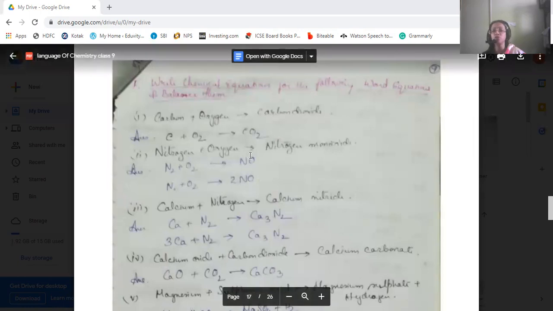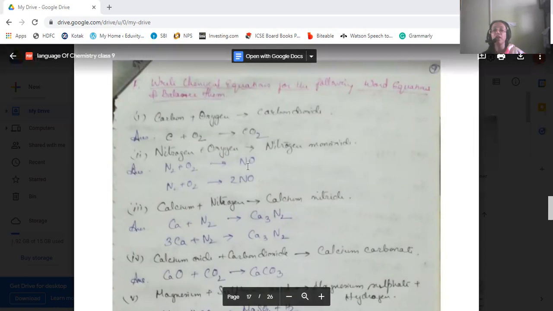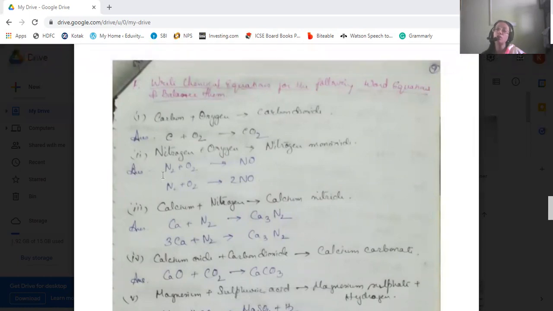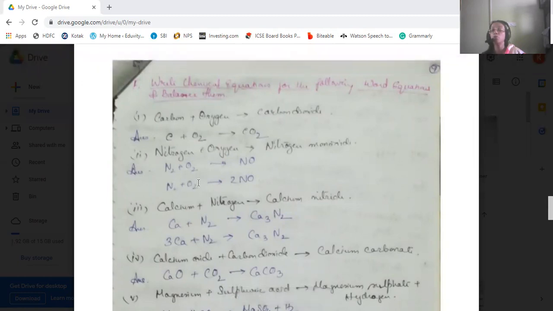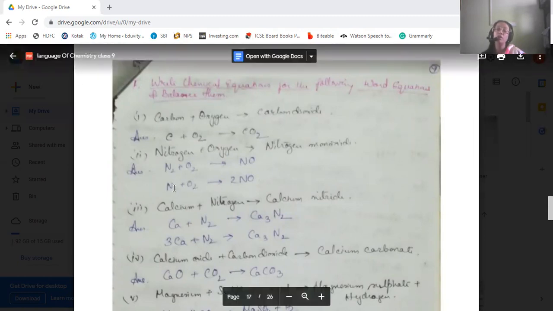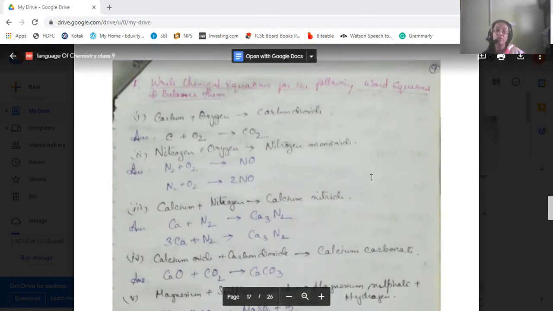Next is nitrogen plus oxygen gives us nitrogen monoxide. N2 plus O2 gives us NO. So this is not a balanced equation, so we need to balance it. Here on the reactant side, we get 2 nitrogen atoms and 2 oxygen atoms, so this should also be 2 atoms on the product side. So we multiply NO by 2. That makes a balanced equation.